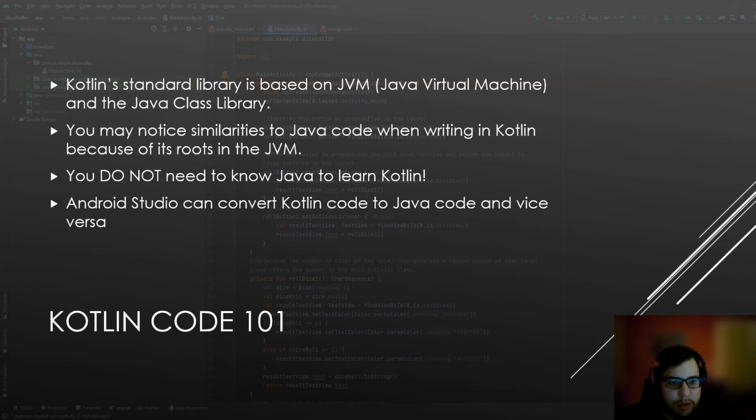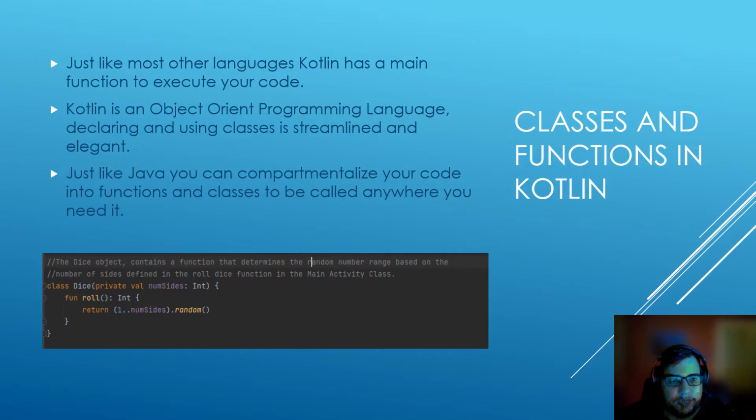So, let's talk about classes and functions in Kotlin next. Just like most other languages, Kotlin has a main function to execute your code. Kotlin is object-oriented, so declaring and using classes is very streamlined and elegant. Just like Java, you can compartmentalize your code into functions and classes that can be called anywhere, wherever you need them.